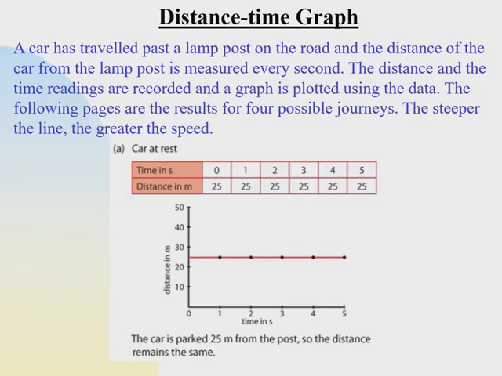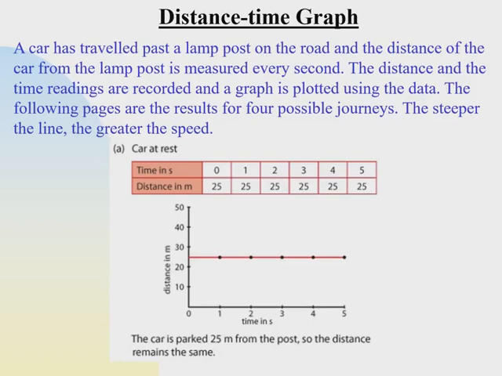Now we are going to discuss the main topic, distance time graph. A car has traveled past a lamp post on the road, and the distance of the car from the lamp post is measured every second. The distance and time are recorded in the table. Based on that, we are drawing the graph. You can see the graph and the table also.